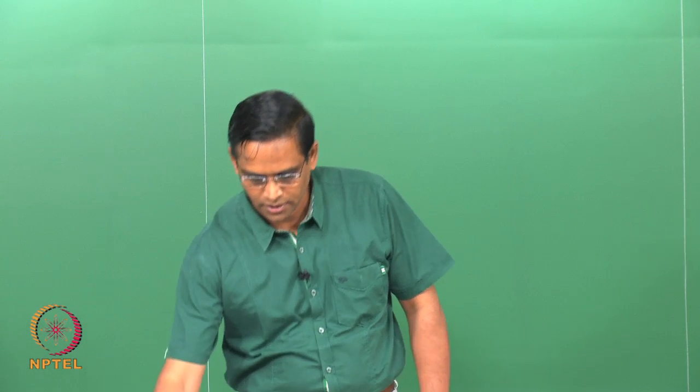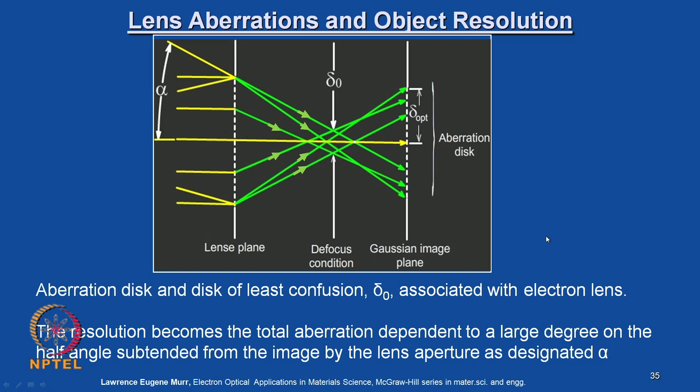As we all know, spherical aberration is very important and inherent to these lenses, in light optical glass lenses as well as in the electromagnetic lenses. And we also appreciate that this is one particular aberration which directly influences the resolution of the microscope, and we will see them in a little more detail. So now we will go to the lens aberration and optical resolution with regard to this electron optical system.